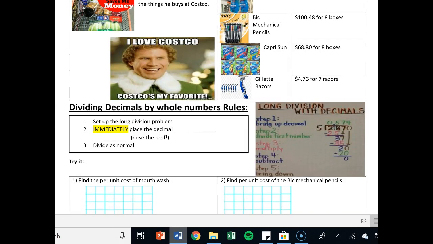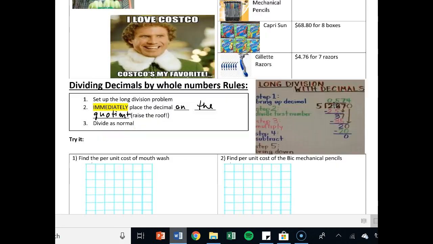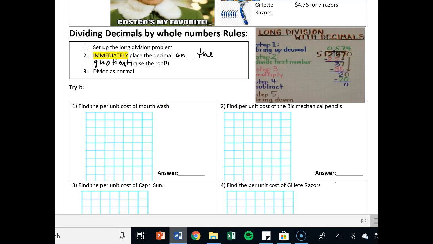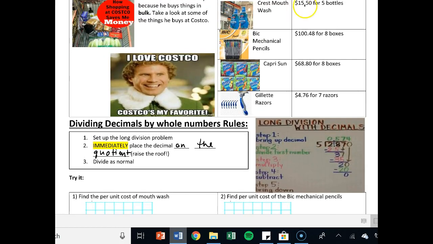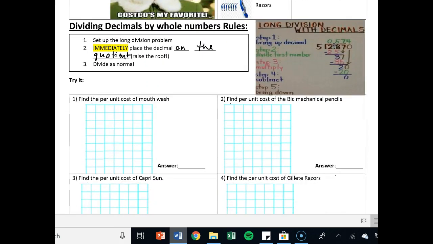So when dividing decimals by whole numbers, the rules are: set up a long division problem, immediately place the decimal on the quotient, meaning on the answer line. We're going to call that raising the roof, and then divide as normal. Number 1 says, find the per unit cost of mouthwash. Up here is the cost of mouthwash, and if I want the per unit cost, that means I just want to divide.